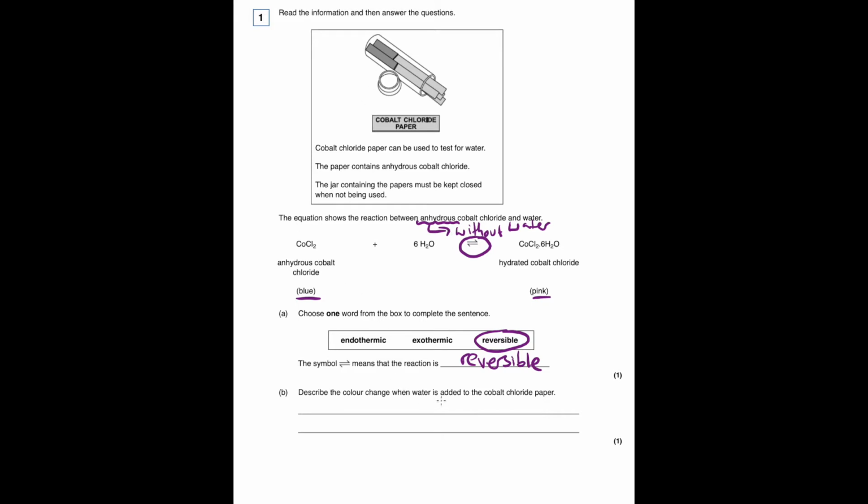Describe the colour change when water is added to the cobalt chloride paper. Now it's important to note that they've said change, so we want to know what it started with as well as what it then ends up as. So we can't just write one colour, we need to say what it's gone from and to. So looking at this equation, we can see that when we add water to our anhydrous cobalt chloride, we end up with our pink compound. So it goes from blue to pink.